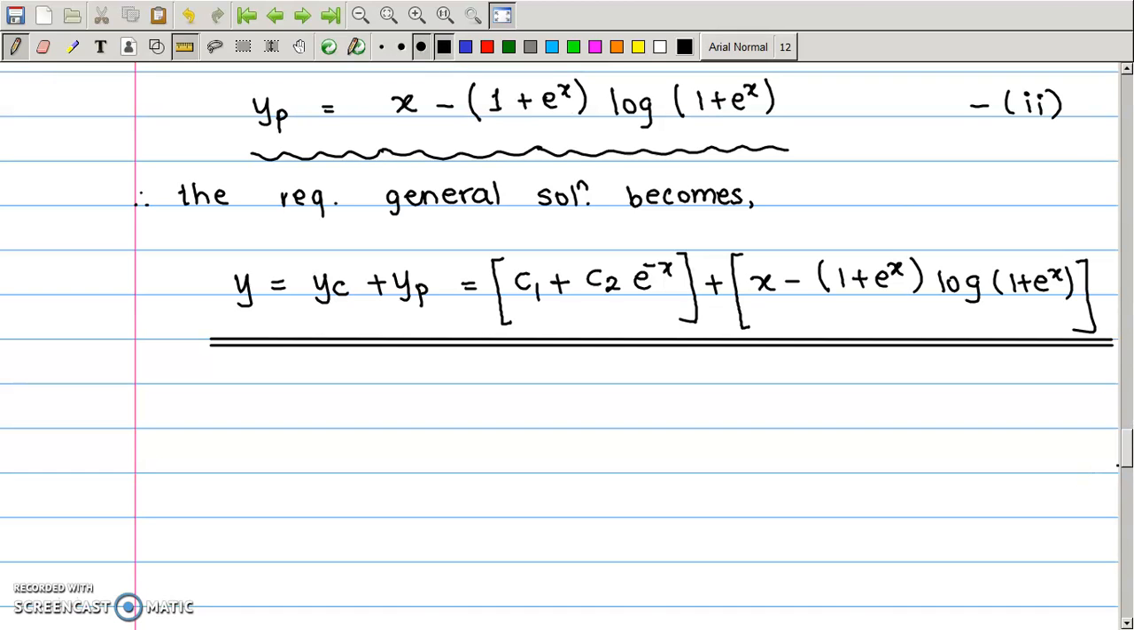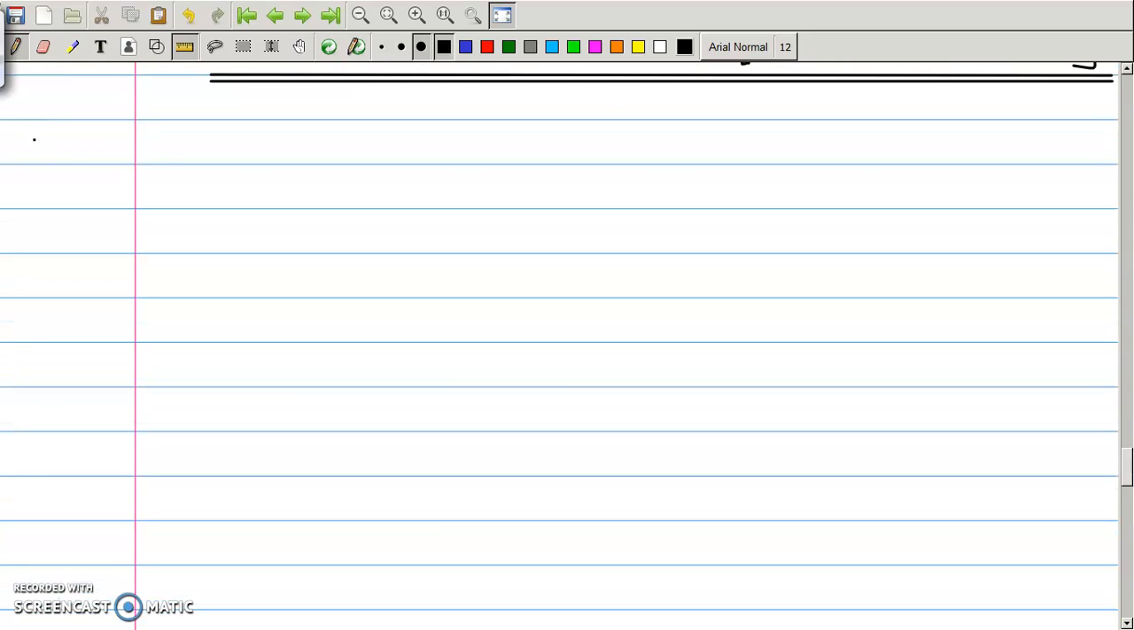Let's take another example. This time we go for a little easier one. So we take example number 2. Suppose your differential equation is given in standard form: d square minus 7d plus 6 y is equal to e raised to 2x.